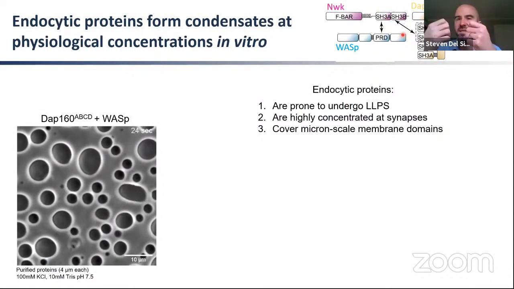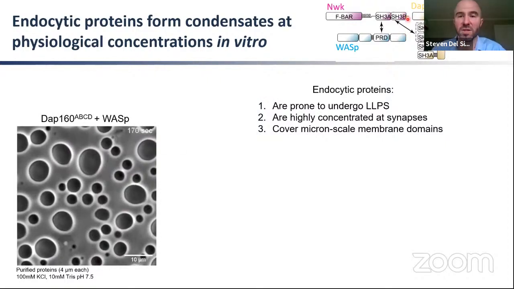They're very weak and transient, and they have a lot of interconnectivity, which are essential features of protein interactions to drive this sort of physical effect. We know that endocytic proteins are really highly concentrated at synapses, and the formation of these liquid-liquid phase-separated condensates is a concentration-dependent phenomenon. So the higher the concentration, the more likely these are to form. And then finally, these can form these large micron-scale domains.